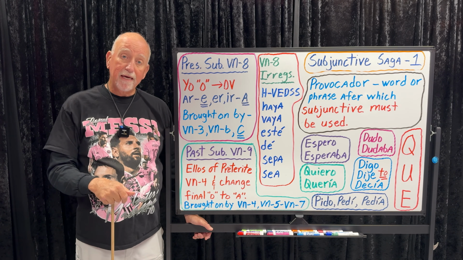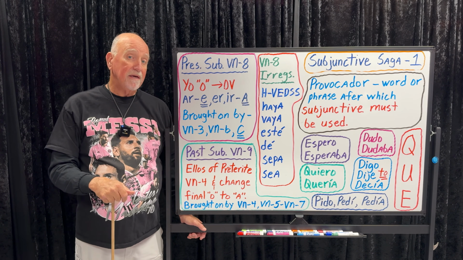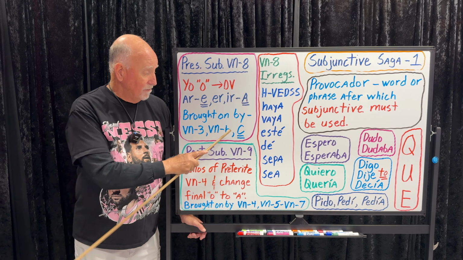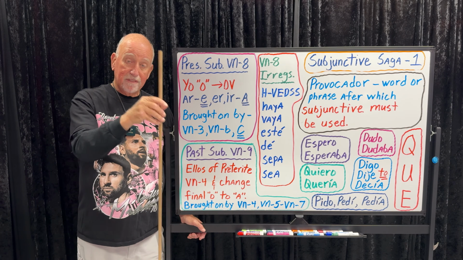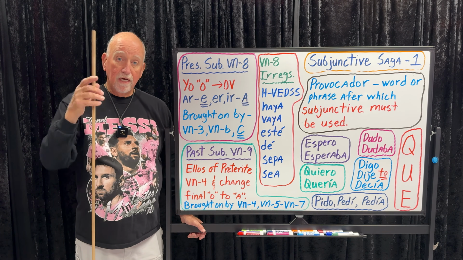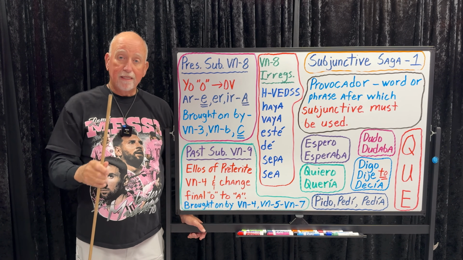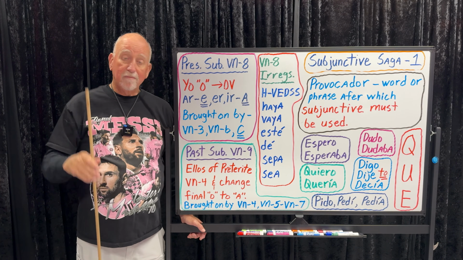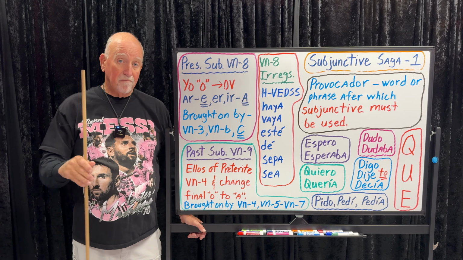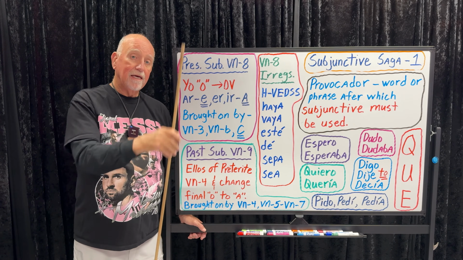Le pediré que venga. I will ask her to come. Le pediré que venga. Future. But what else is future? That's right. The ir a plus infinitive works just like the future. I'm going to tell her to study. Le voy a decir que estudie. I'm going to ask her to study. Le voy a pedir que estudie.